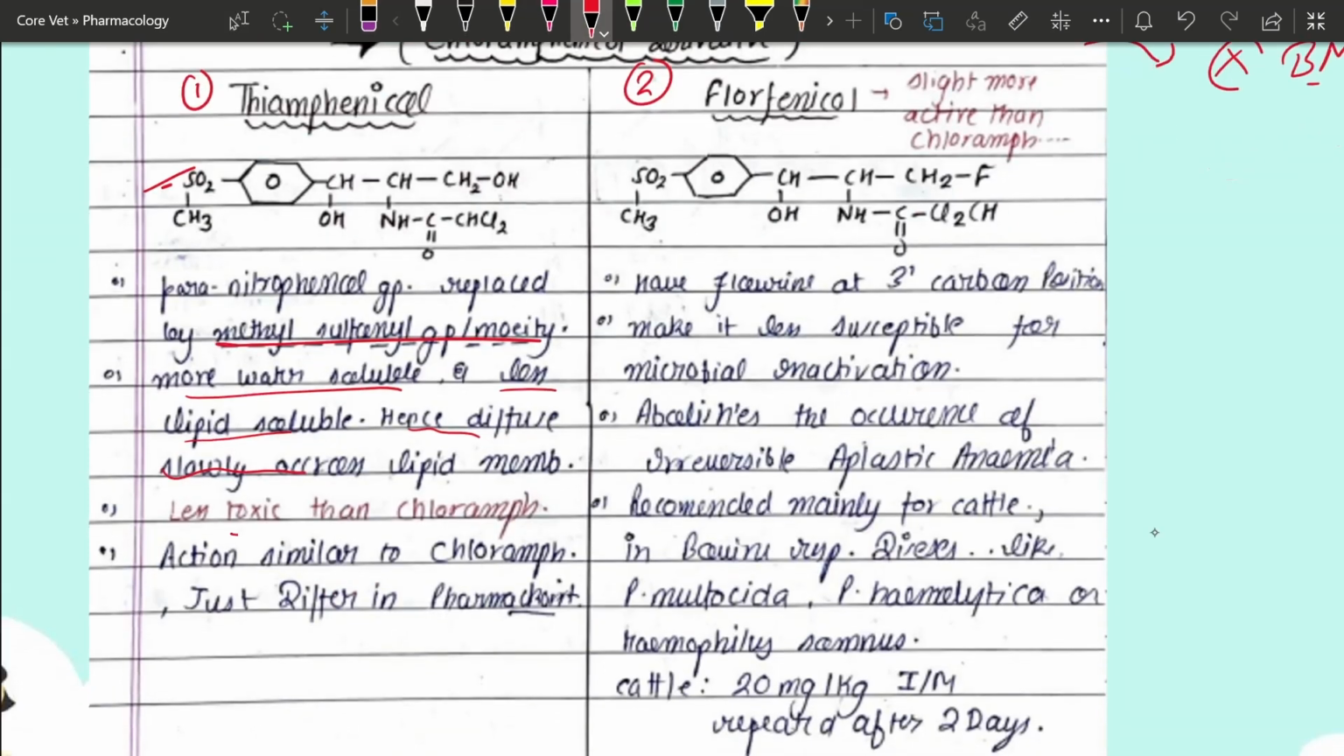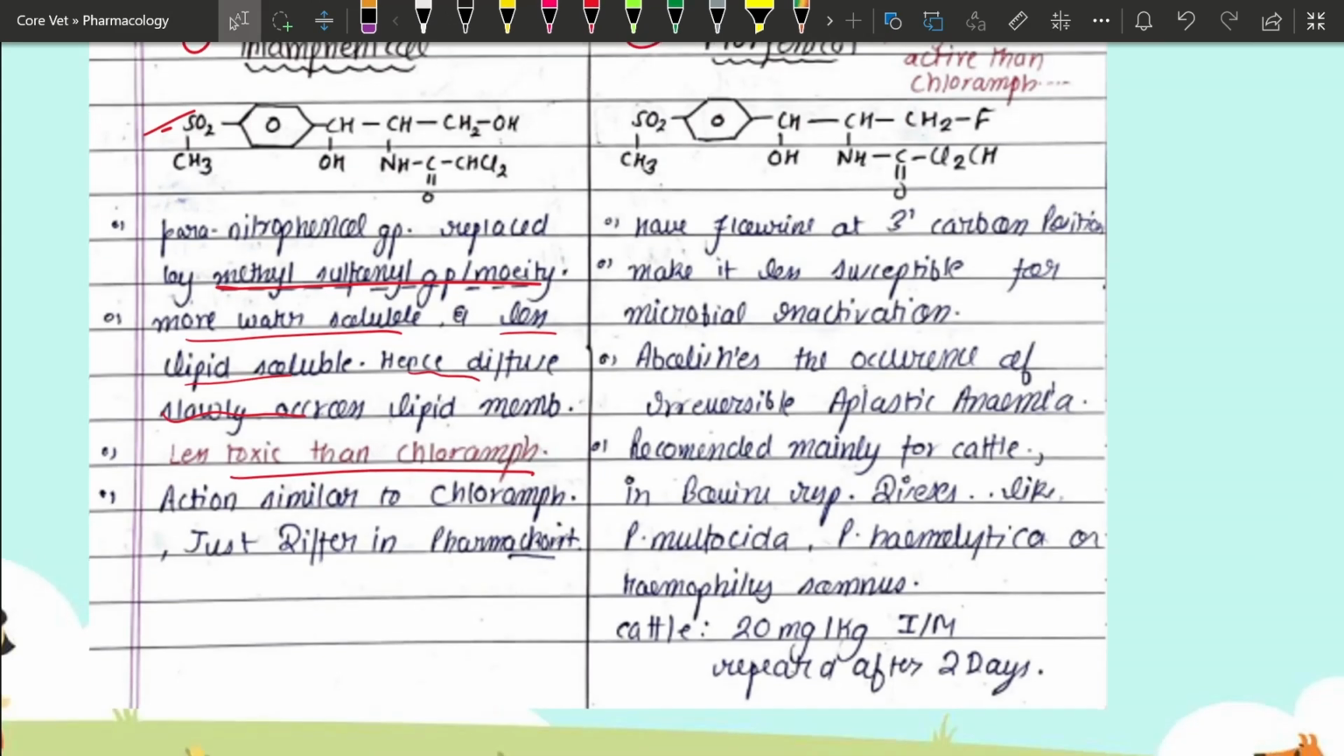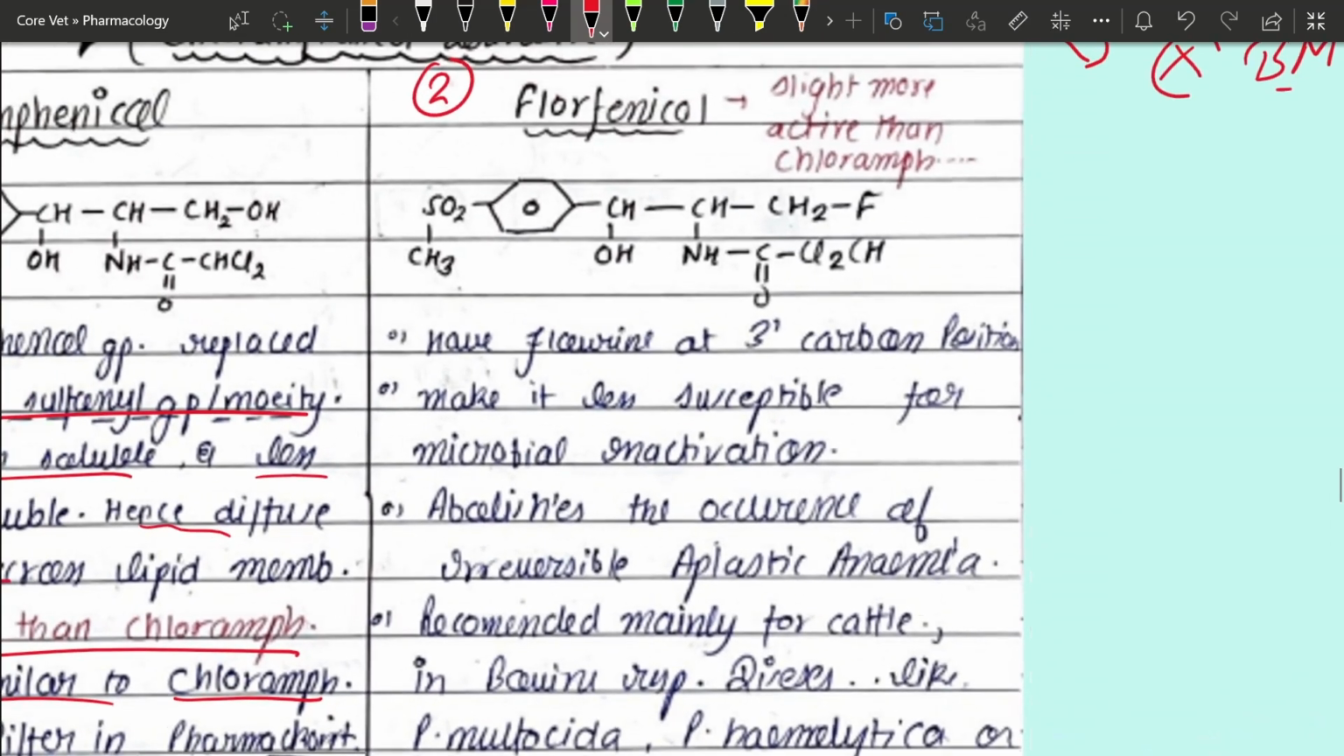It is less toxic than chloramphenicol. We had already discussed that in the bone marrow depression part. And the action is similar to chloramphenicol. It affects the 50S subunit of the ribosomal complex to have an effect on the bacteria, right? Coming on to florfenicol.